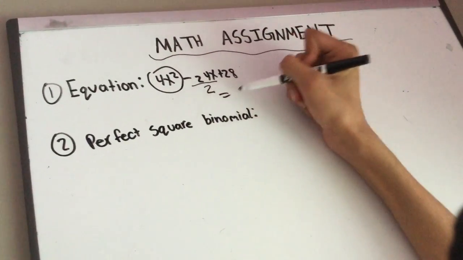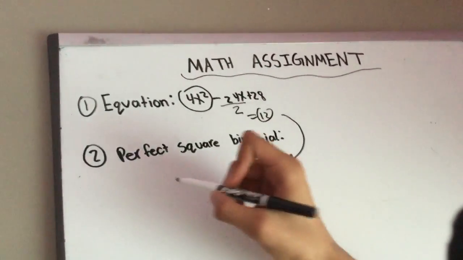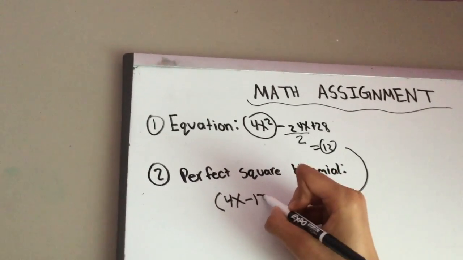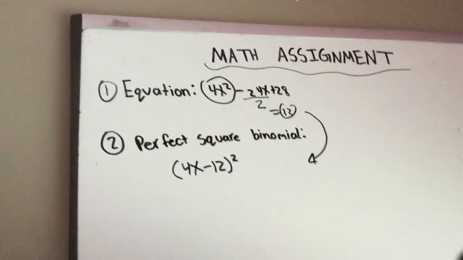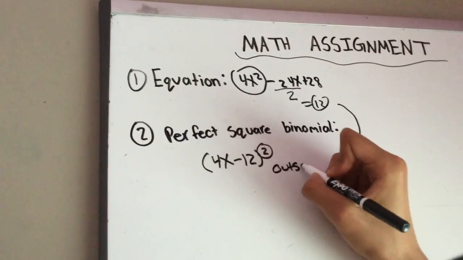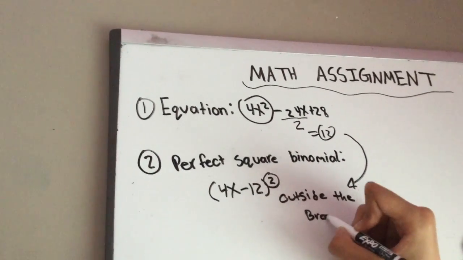So now what I would be doing is, after dividing negative 24x by 2, I will get 12 and plug 12 into this equation, which will be 4x minus 12 squared. And you must always remember to keep the square out of the brackets at all times.